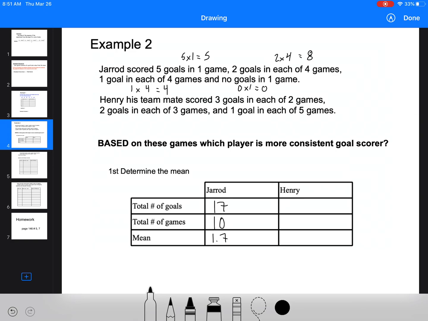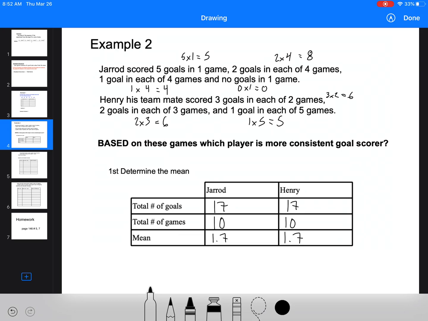So he scores on average 1.7 goals per game. Now, Henry scored 3 goals in 2 games, so we've got 3 times 2. 2 goals in 3 games, so 2 times 3. And 1 goal in 5 games, 1 times 5. So he's got 6, 6, and 5, which again is 17. And again, 10 games, again, 1.7.